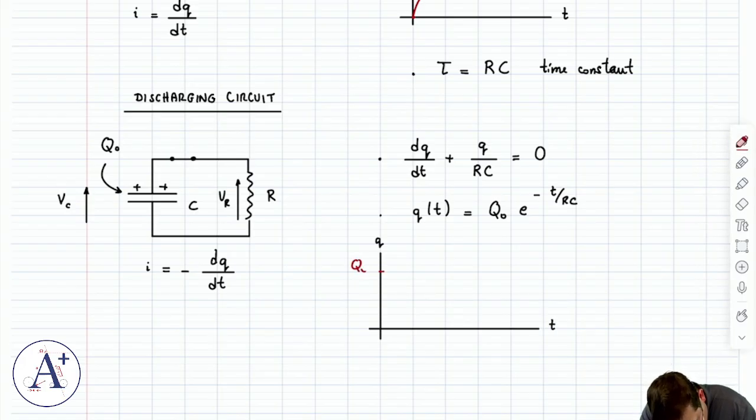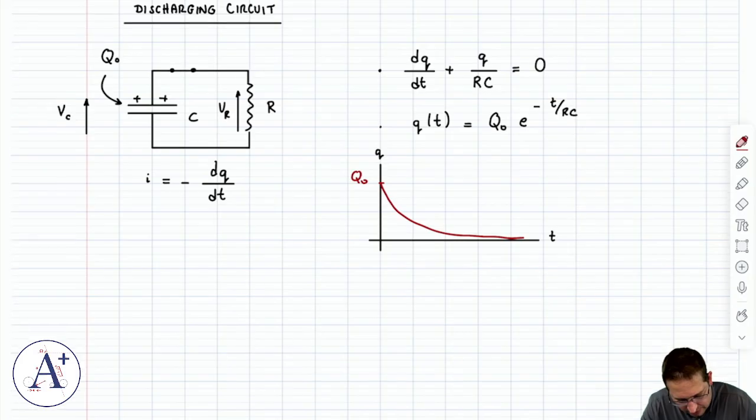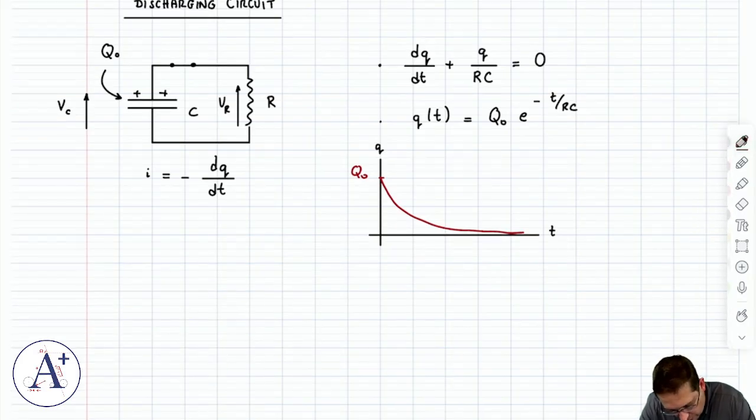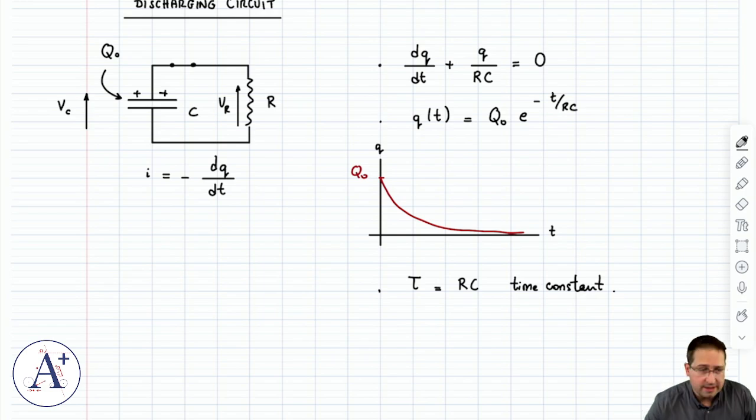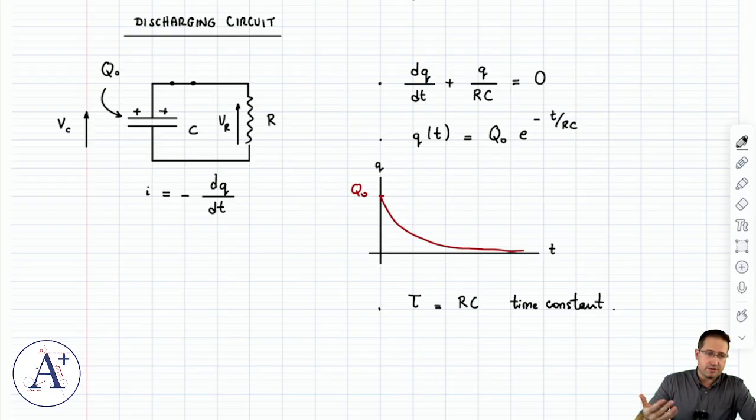If you start at Q0, it's going to drop exponentially, and the asymptote is Q equals 0. And it's still true, though, that tau is equal to RC. That doesn't change. That's the time constant of your circuit. And again, it's an order of magnitude of how long the transient state lasts. In other words, here, in this case, it is an order of magnitude of how long it takes to empty all the charge off the capacitor. Because at some point, there will be no charge left on the capacitor.